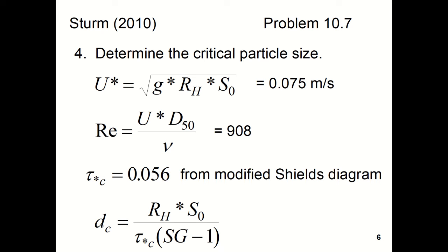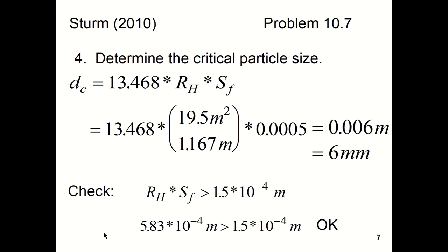The critical dimensionless shear stress, tau star sub c, we will use this time to be at the higher end, and 0.056 from the modified Shields diagram. We would then put those values into the equation for predicting d sub c, which is called the critical particle diameter. So to determine the critical particle size, we evaluate the equation which we just mentioned, and you'll notice that comes out to be 6 millimeters.